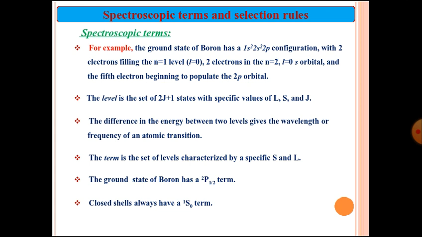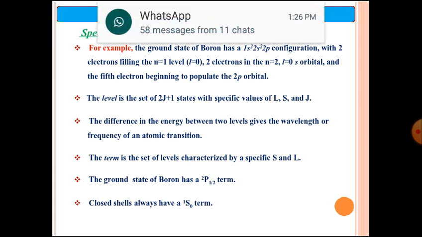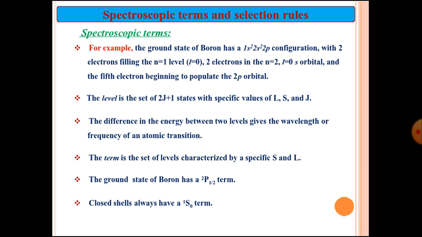For example, the ground state of boron has a 1s², 2s², 2p configuration, with 2 electrons filling the n equal to 1 level, where L equal to 0, 2 electrons in the n equal to 2, L equal to 0 orbital, and the fifth electron having to populate the 2p orbital.